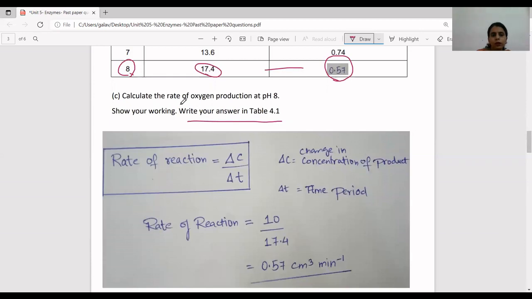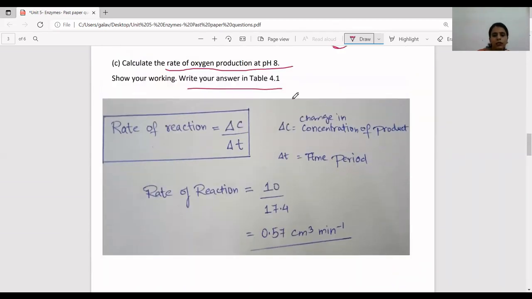Now you have to calculate the rate of oxygen production at pH 8. The formula for calculating rate of reaction, and this rate of oxygen production is nothing but the rate of reaction, is delta C by delta T. Now the meaning of delta C is the change in concentration of product, or you can say the amount of product produced in that particular duration of time.